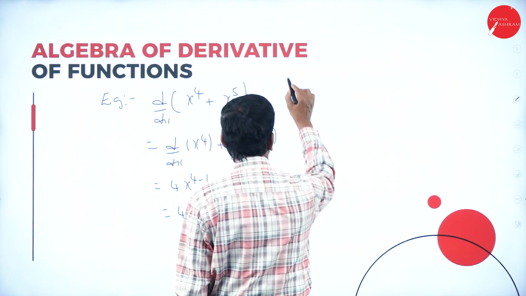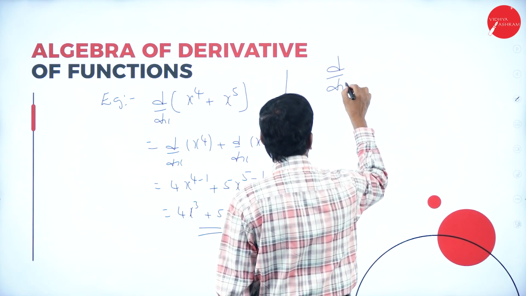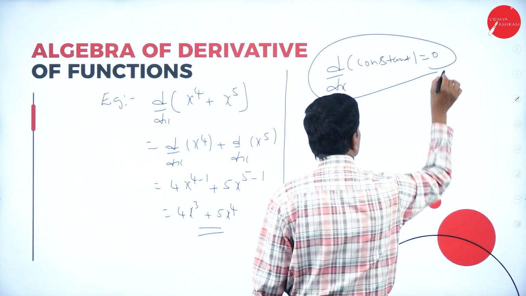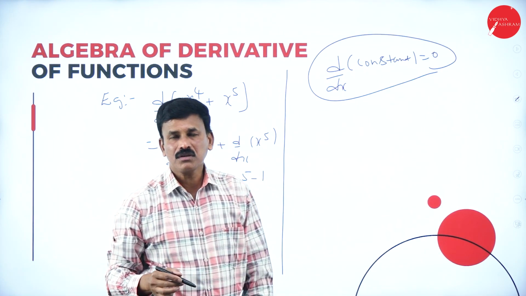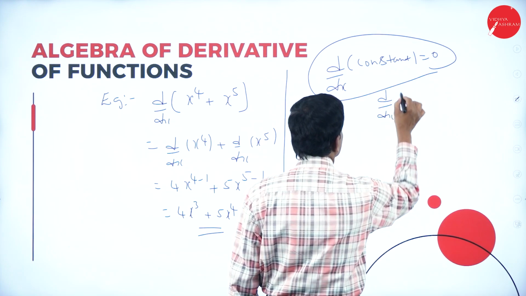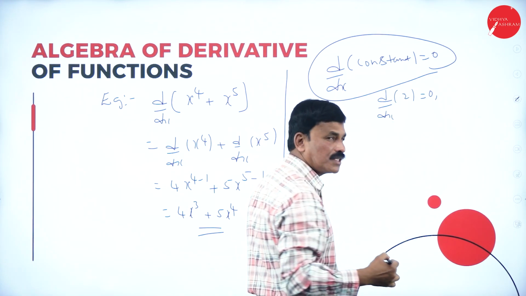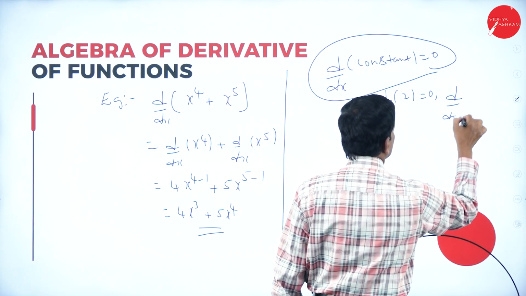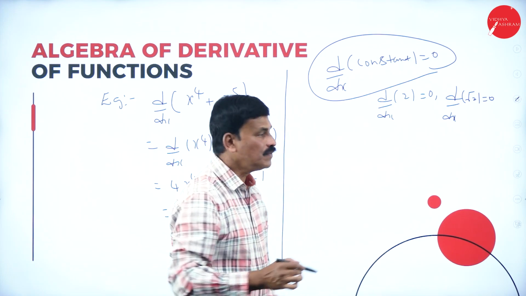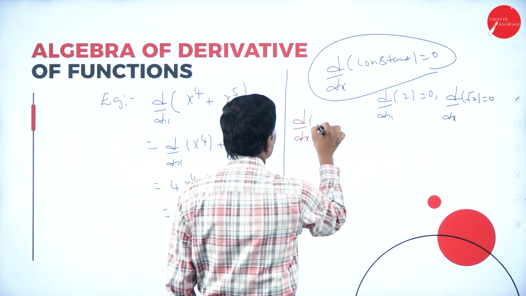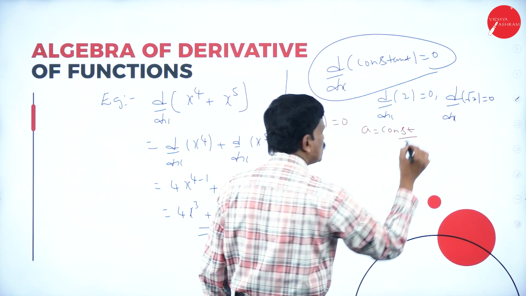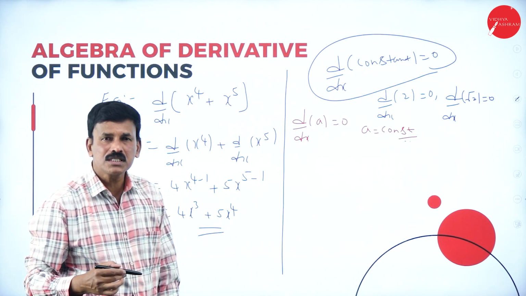Now, suppose it is like this. The derivative of a constant is always equal to 0. Very important concept. We cannot differentiate a constant. Therefore, the derivative of a constant is 0. That is, d by dx of 2: 2 is a constant, so its derivative is 0. Suppose it is d by dx of root 2. Root 2 is a constant, so that is also equal to 0. Suppose it is d by dx of a, this is also equal to 0, where a is a constant. If a is a constant, then the derivative of the constant a is 0.